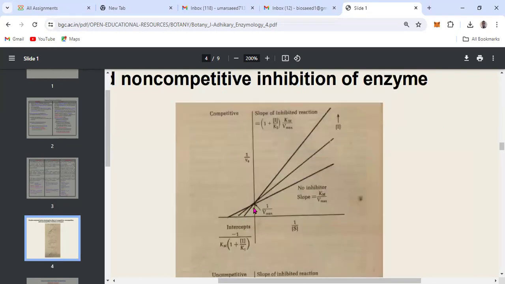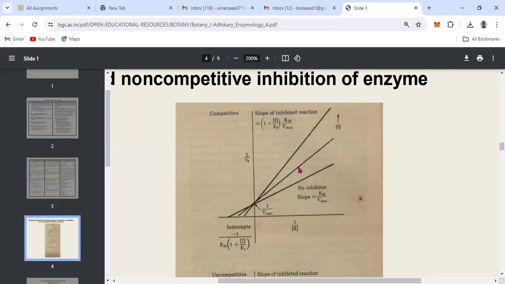If you look at this graph, you can see that for the normal reaction, where there is no inhibitor, you remember the normal slope is Km over Vmax. You remember the double reciprocal plot, Lineweaver-Burk plot, and the intercept on the y-axis is 1 over Vmax, right? So this is the double reciprocal plot: 1 over V against 1 over substrate concentration.